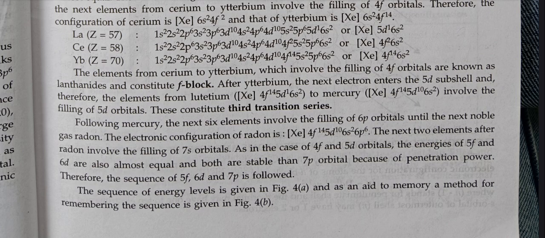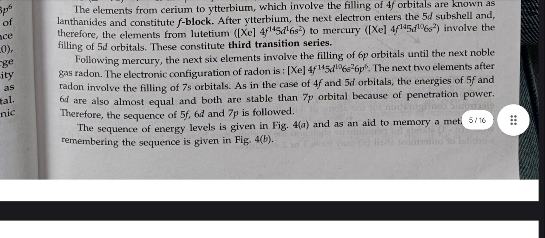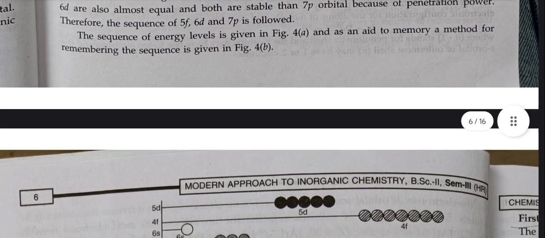As in the case of 4f and 5d orbitals, the energies of 5f and 6d are almost equal and both are more stable than 7p orbital because of penetration power. Therefore, the sequence of 5f, 6d, and 7p is followed. The sequence of energy levels is given in Figure 4a, and as an aid to memory, a method for remembering the sequence is given in 4b.